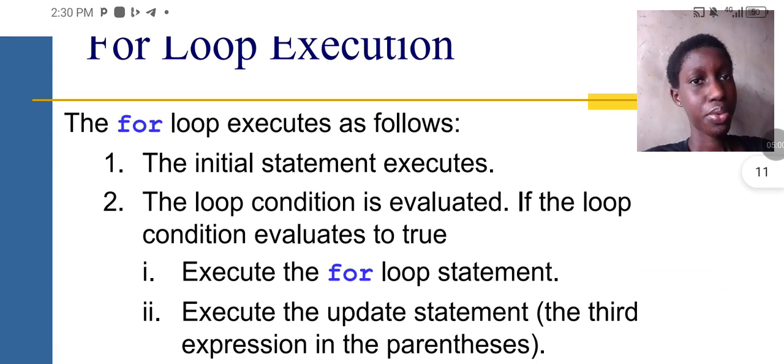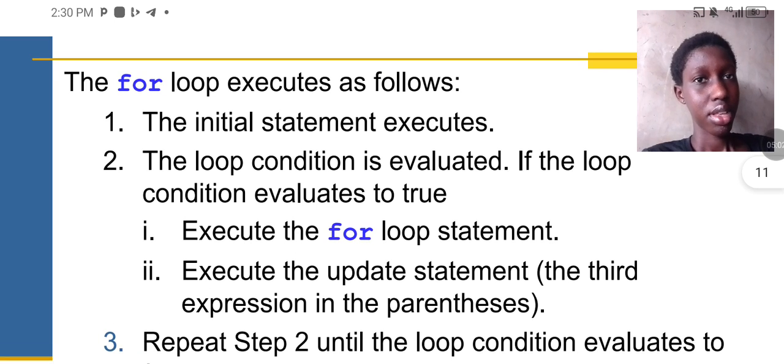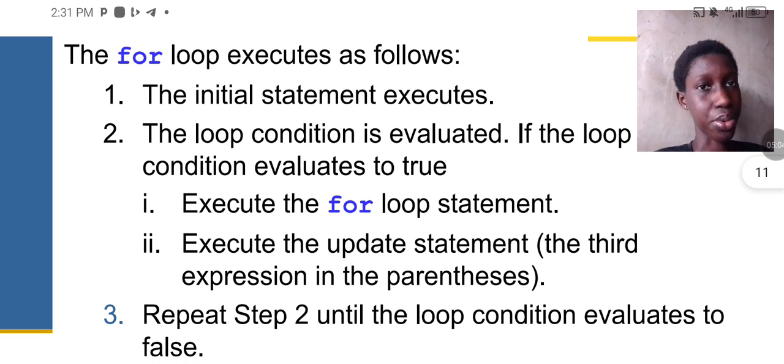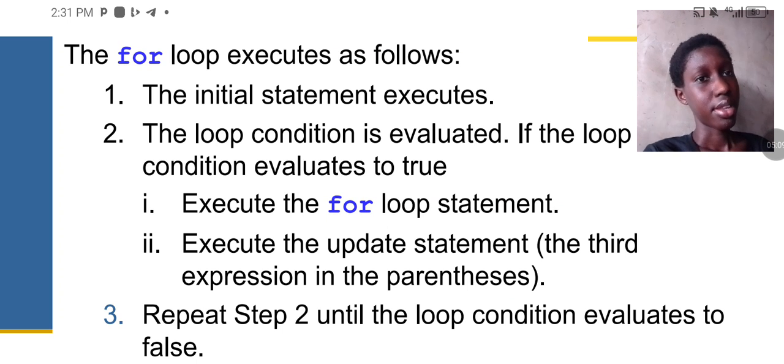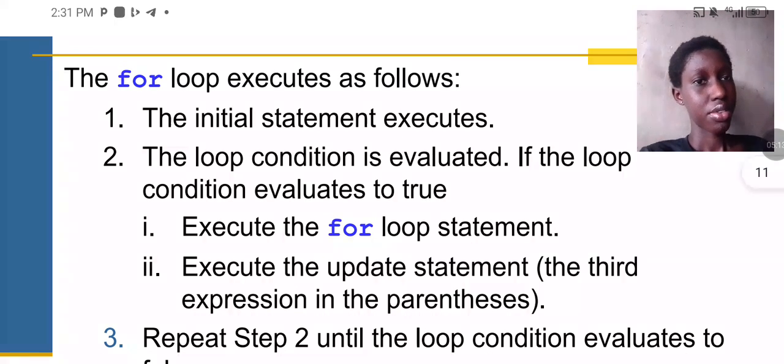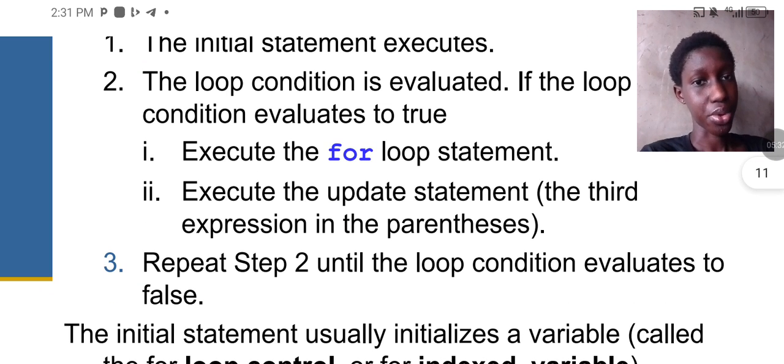So for the for loop execution, the for loop executes as follows. The initial statement executes first, right? Then the loop condition is evaluated. If the loop condition evaluates to true, then you execute the for loop statement. And when you're done with the for loop statement, you execute the update statement. That's the third expression in the parenthesis, right? So you repeat step 2 until the loop condition evaluates to false, right?